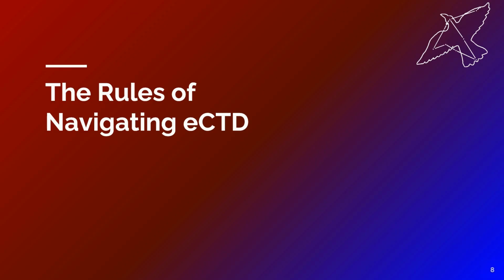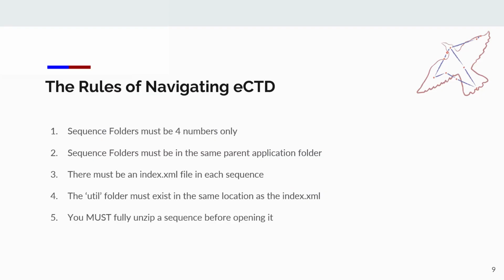Let's go over a few rules real quick. Number 1. Sequence folders must be 4 numbers only. Links in an eCTD sequence often reference files from a previous sequence. Unless the application folder has each sequence in its own folder labeled 0000, 0001, etc., any links to old sequences will be broken. Ensure that all the application's sequences are in the same folder in order to check links to old files.